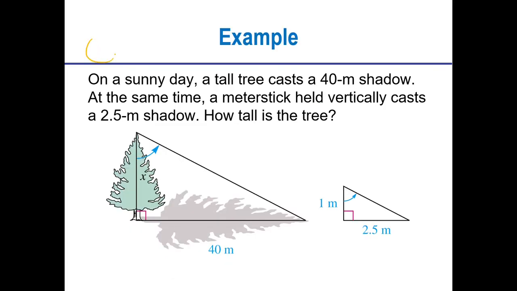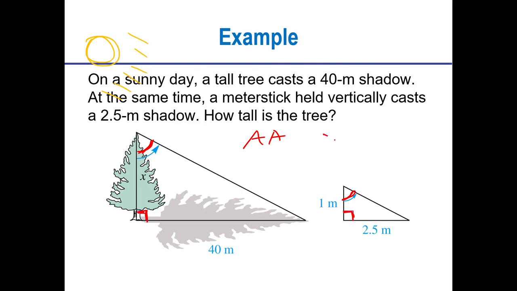Let's suppose we have the sun here and the rays of light are parallel with one another. We can assume this angle is equivalent to this angle, and we know that the tree is perpendicular to the ground as well as our meter stick. So by angle, these two triangles must be similar to one another. So I could set up a proportion.